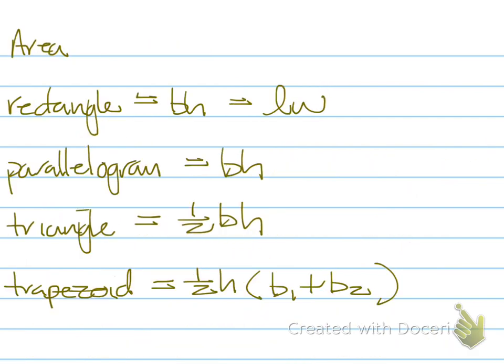The area of a rectangle is the base of the rectangle, the measure of the base times the height of the rectangle, or the length of the rectangle times its width. The area of a parallelogram is the measure of the base times the height of the parallelogram. The area of a triangle is 1/2 the base times the height. And the area of a trapezoid is 1/2 the height of the trapezoid times the sum of the bases. Keep in mind that the base of any polygon is always perpendicular to the height.